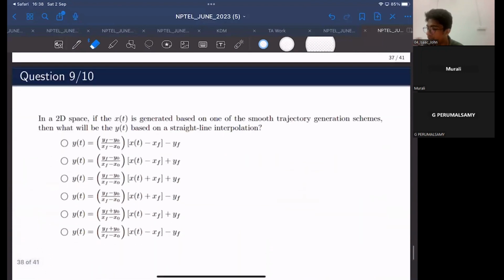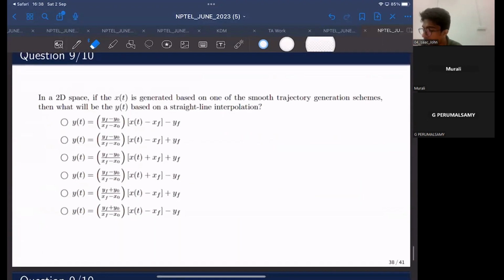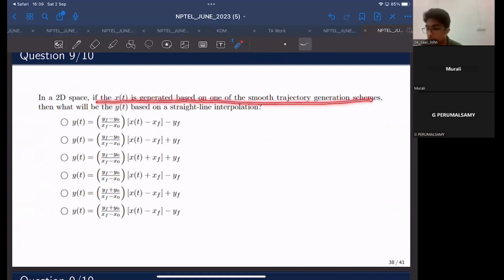Okay. The ninth question is, in a 2D space, if x(t) is generated based on one of the smooth trajectory generation schemes, then what will be y(t) based on a straight line interpolation?